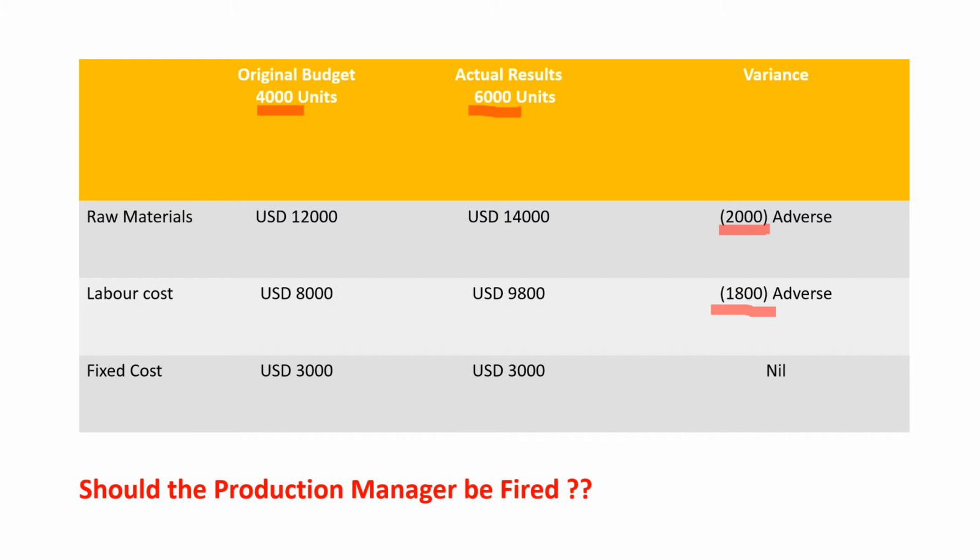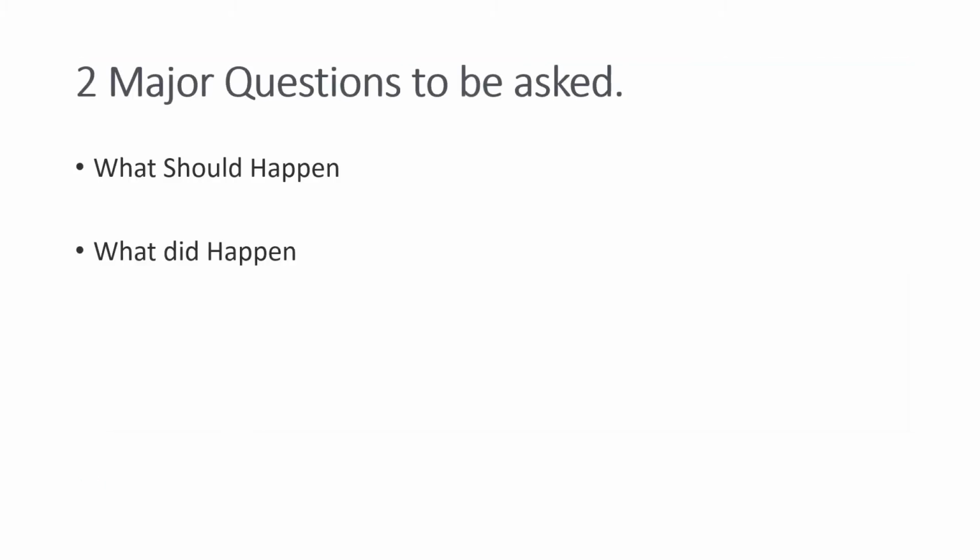There are two questions which need to be asked. The major questions which need to be asked are: what should happen and what did happen? This is because when you ask those two questions, you would be able to compare like with like and make the analysis. But what exactly does that mean? Let's analyze the budgeted and actual results again.